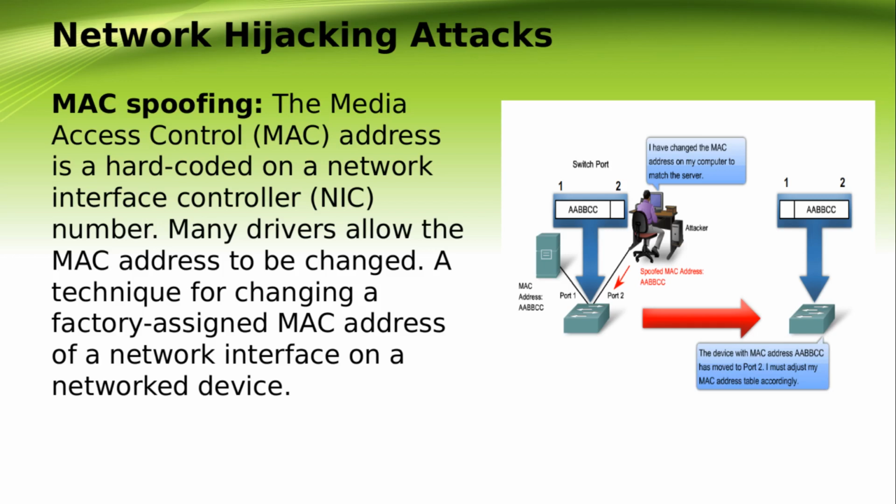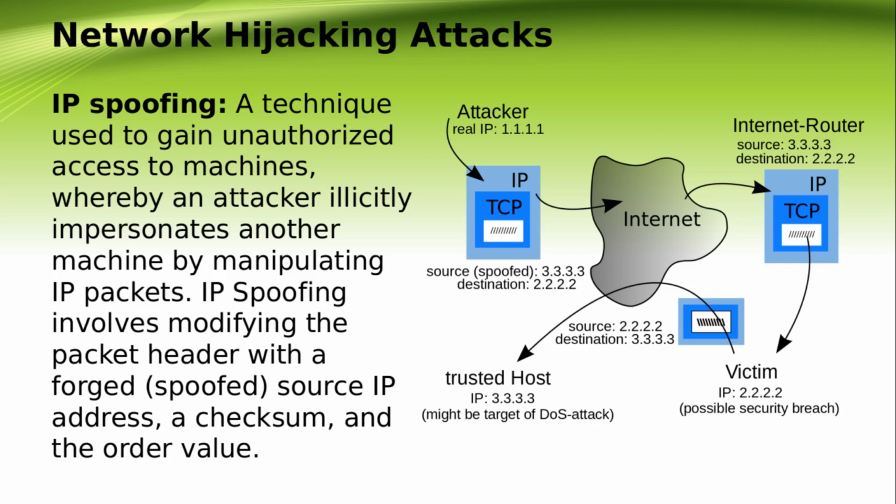So the next one is IP spoofing. IP spoofing is a technique used to gain unauthorized access to machines, whereby an attacker illicitly impersonates another machine by manipulating IP packets. IP spoofing involves modifying the packet headers with a forged source IP address, a checksum, and an order value. So IP spoofing is the creation of internet protocol packets which have a modified source address in order to either hide the identity of the sender, to impersonate another computer system, or both.